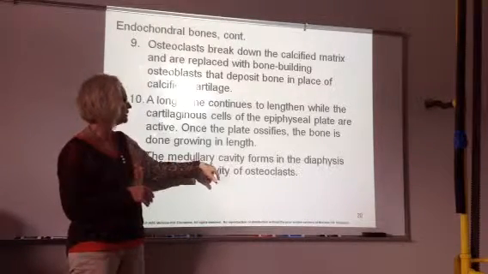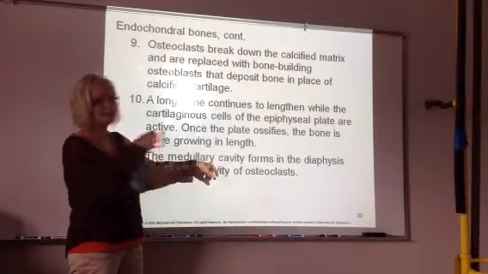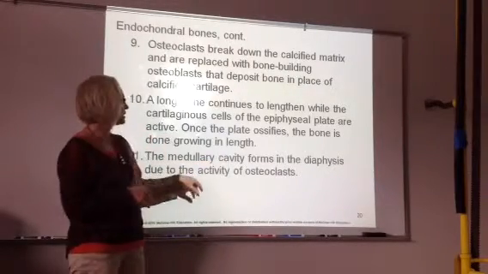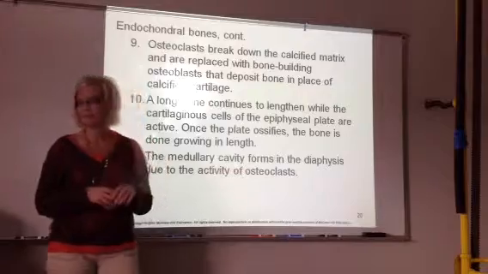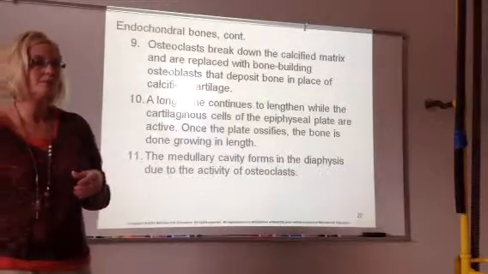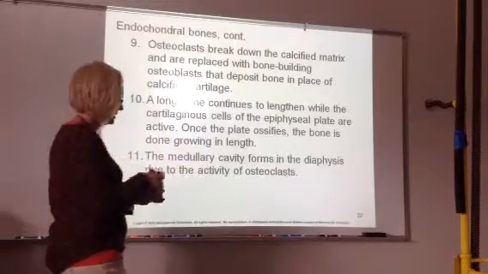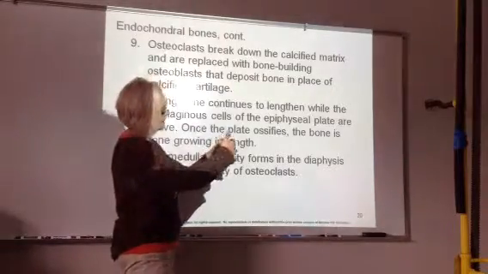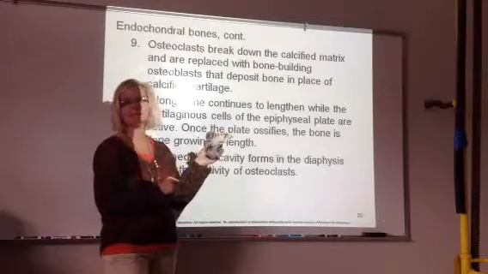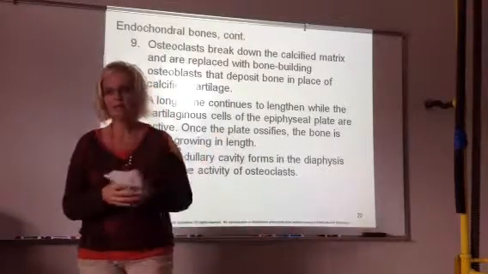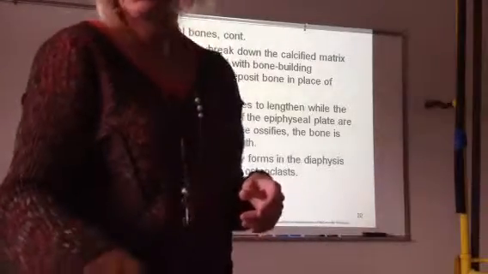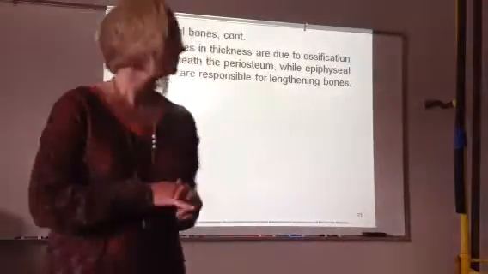The medullary cavity forms in the diaphysis, that's that center cavity part, due to the activity of osteoclasts. So first, basically you build almost a solid bone, and then osteoclasts are going to form that cavity in the middle. And that's where your yellow marrow and blood vessels and things like that will be.